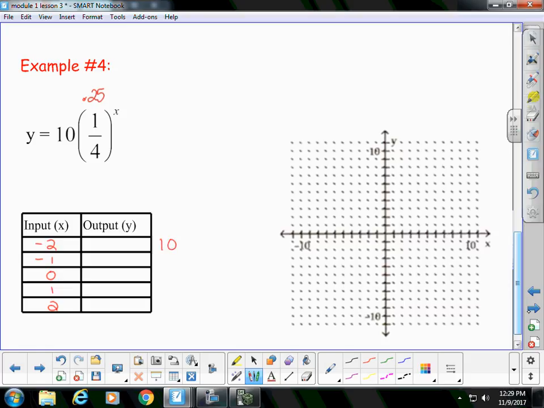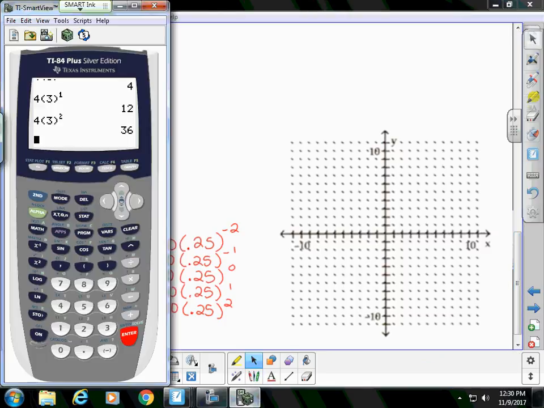Okay, so I'm going to use the 0.25 because I know that fraction. If you don't know that fraction, then you would want to put it in as 1 divided by 4. I'll show you that also. Okay, 10 times 0.25 raised to the -2, 10 times 0.25 raised to the -1, 10 times 0.25 raised to the 0, 10 times 0.25 raised to the first, and 10 times 0.25 raised to the second. And those decimals are really important that you make sure you're using them.